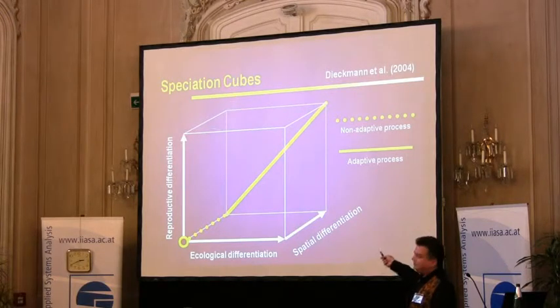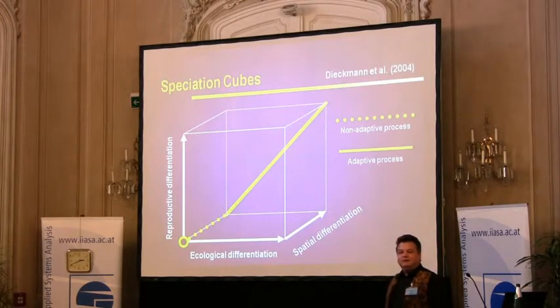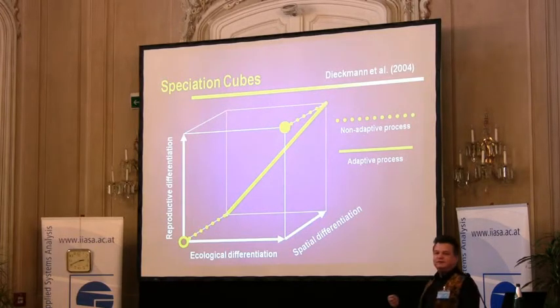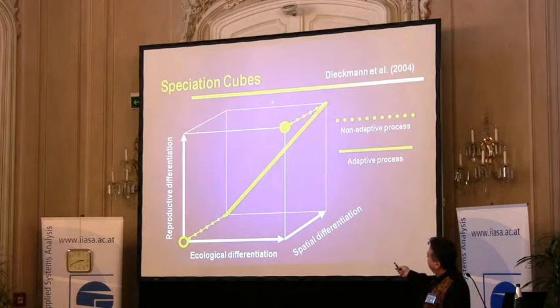And once we're at this top plane, we understand we have reproductive isolation. And then we can bring the species back into secondary contact, so we remove the spatial differentiation, and then we have coexisting species in symmetry, but through secondary contact.